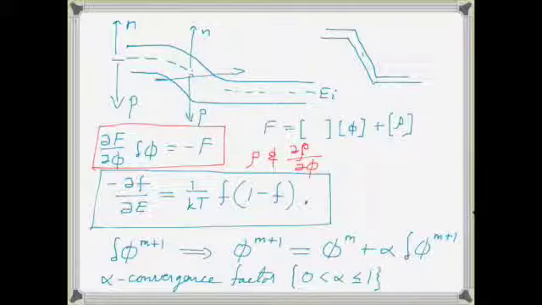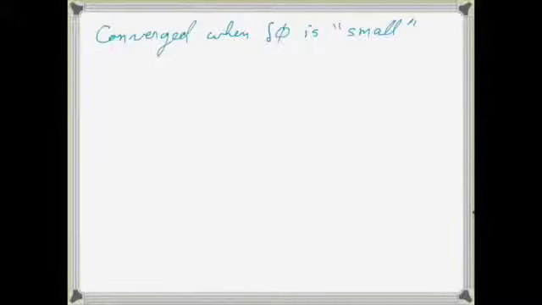And finally, for convergence, like, when are you done? Well, you're done when delta phi gets really small in some sense, right? So you're converged, and when delta phi is in some sense small, then you're done. It means there's no more corrections to be made to phi.